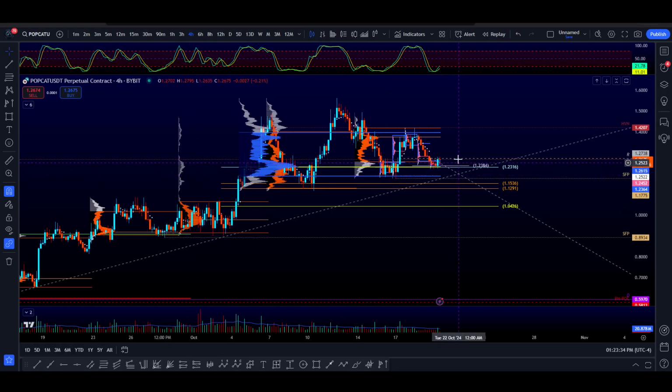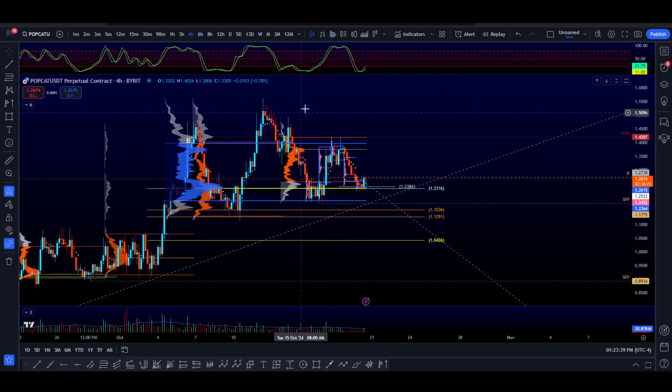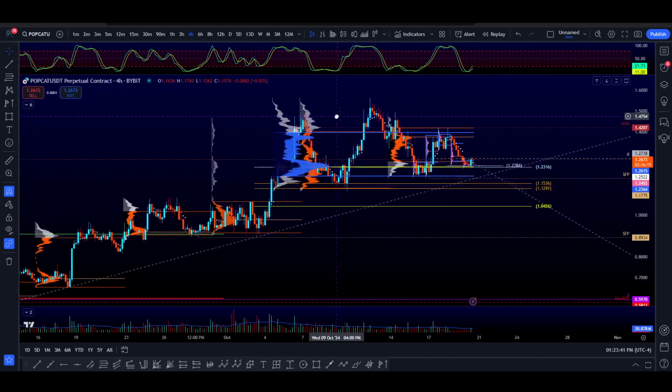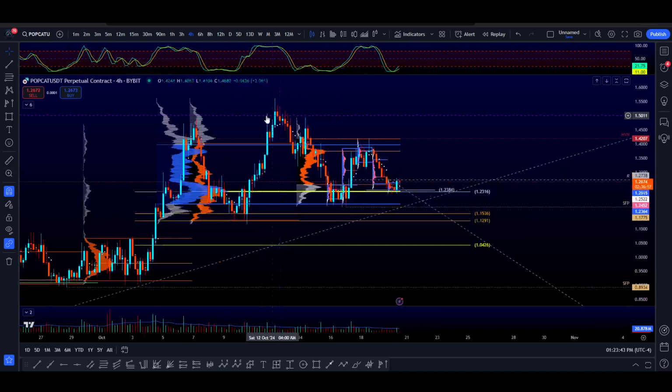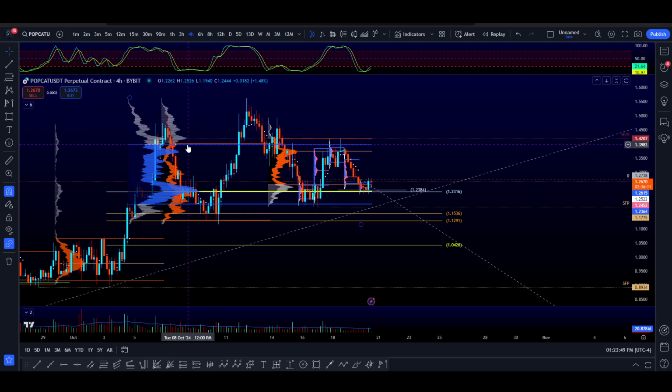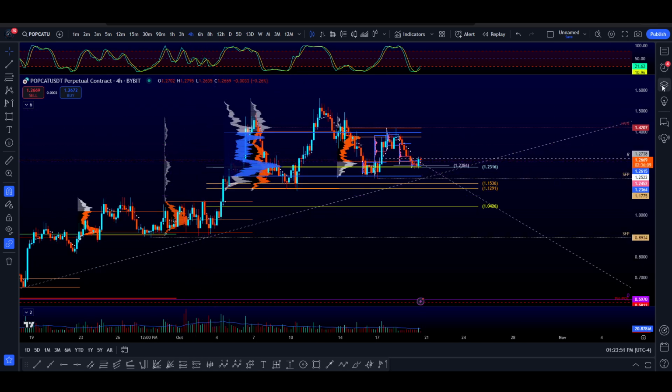So today I wanted to go over POPCAT USDT on the Bybit chart, perpetual contract. As you can see, I have a lot going on here on my screen. We're currently viewing the 4-hour time frame, and as we can see, we are pretty much in a range, right?